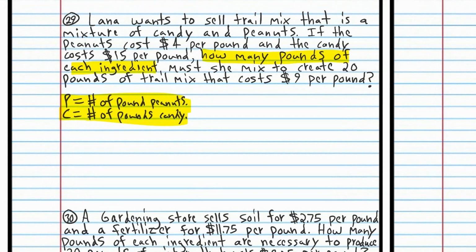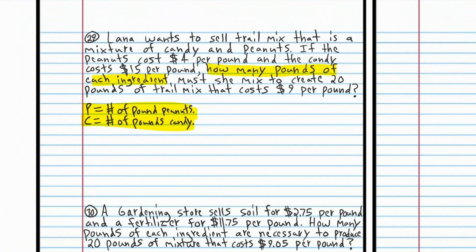All right, so now let's look for the easy equation. We want 20 pounds of trail mix. So the number of pounds of peanuts plus the number of pounds of candy should be 20. And so now we go to the more difficult equation.